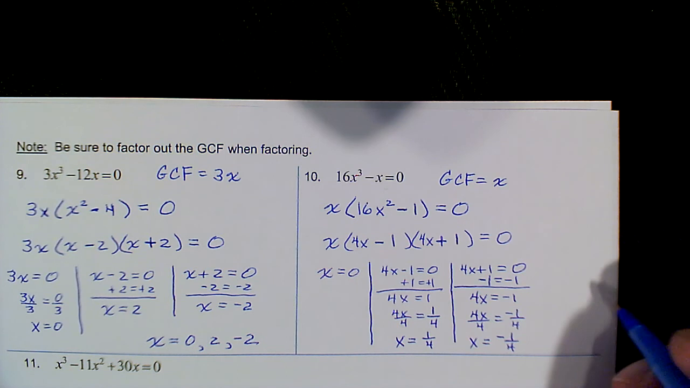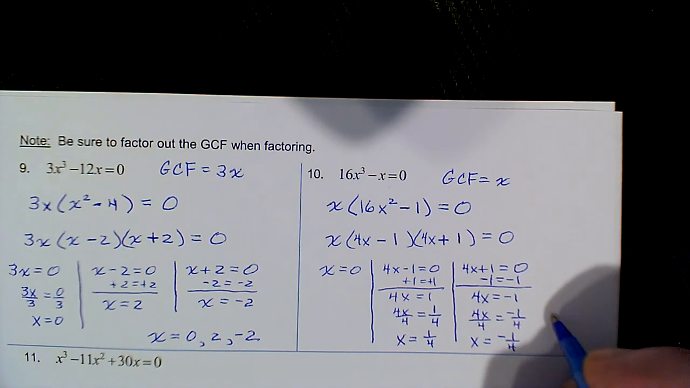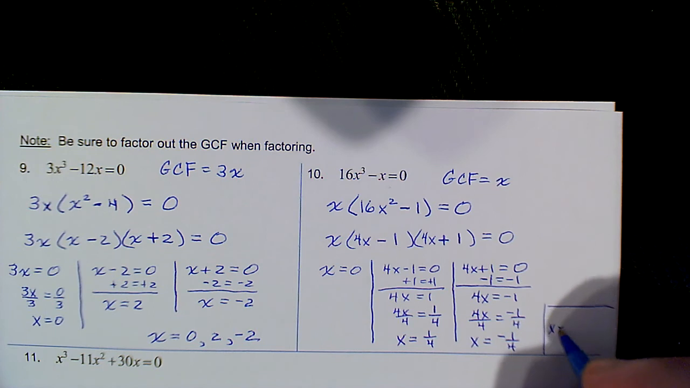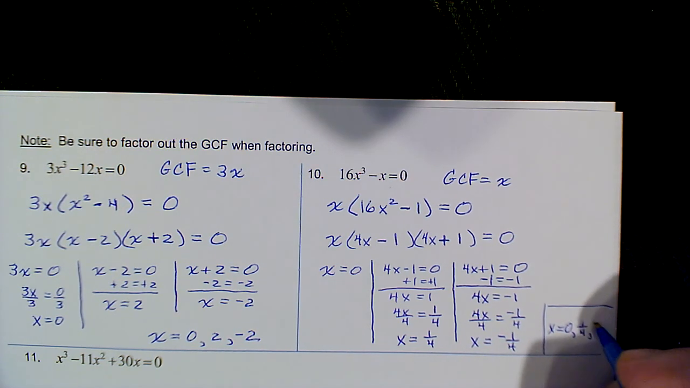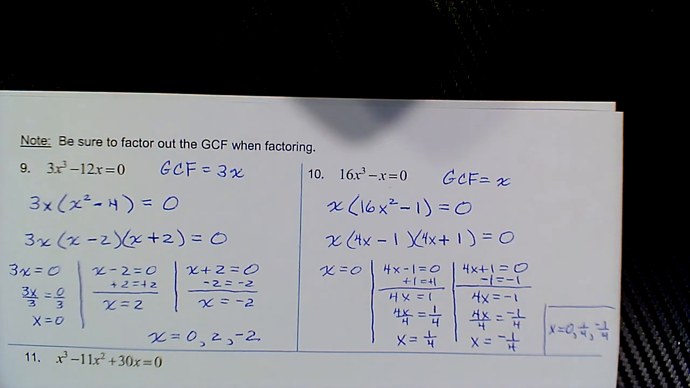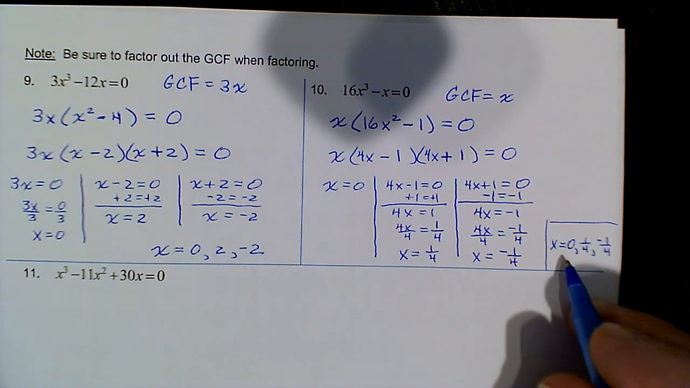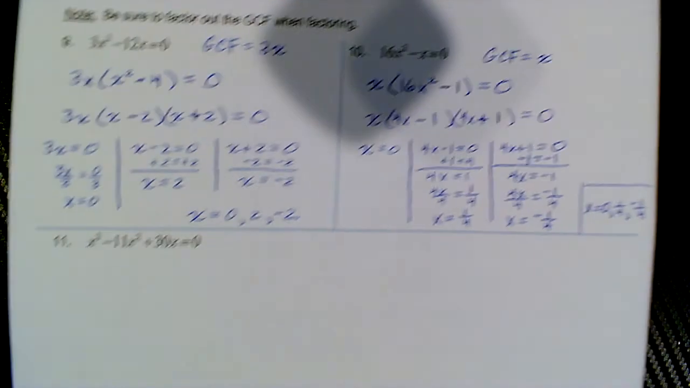Okay, so the solutions are, kind of squeeze them in here. X equaling 0, 1/4, and negative 1/4. Okay, so just make sure you realize 0 is part of the solutions.